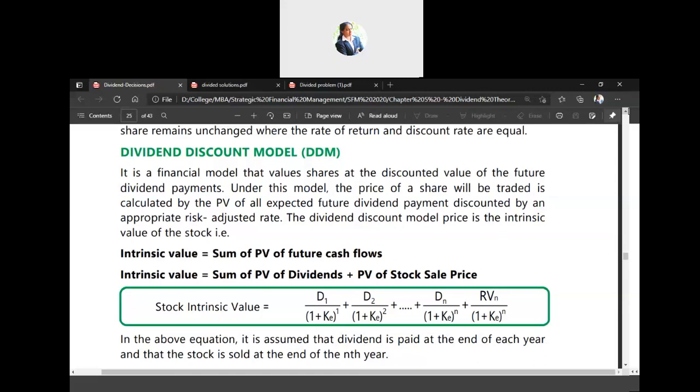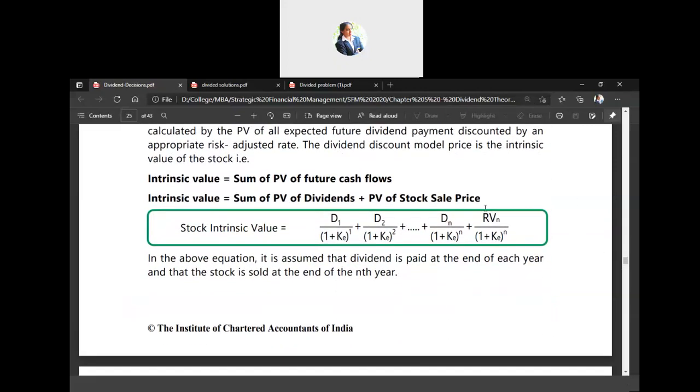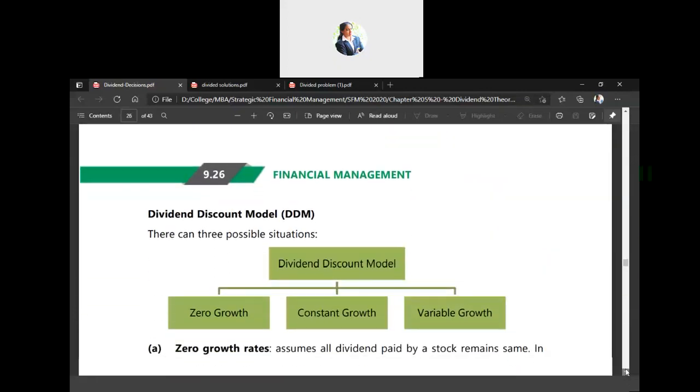And therefore, the stock's intrinsic value shall be D1 divided by (1 plus Ke) to the power 1, plus D2 divided by (1 plus Ke) to the power 2, and so on until Dn divided by (1 plus Ke) to the n, plus RVn divided by (1 plus Ke) to the n. So, in the above equation, it is assumed that the dividend is paid at the end of each year and the stock is sold at the end of the nth year. Now, RV is nothing but the sale value, the value for which the share has been sold.